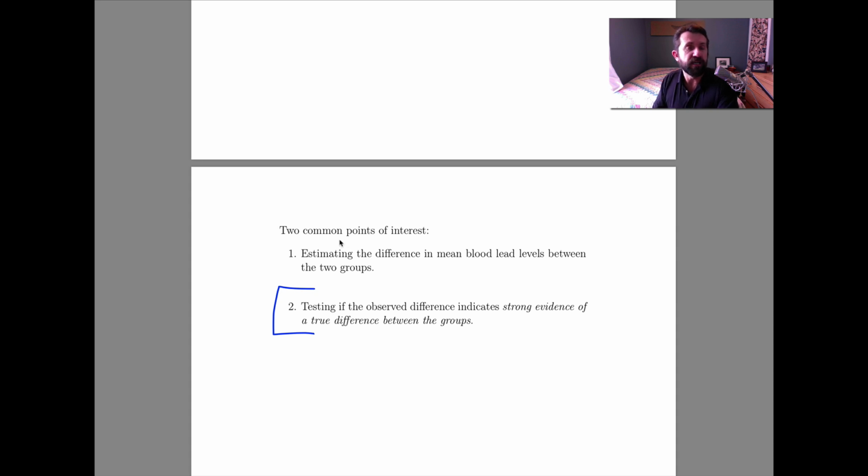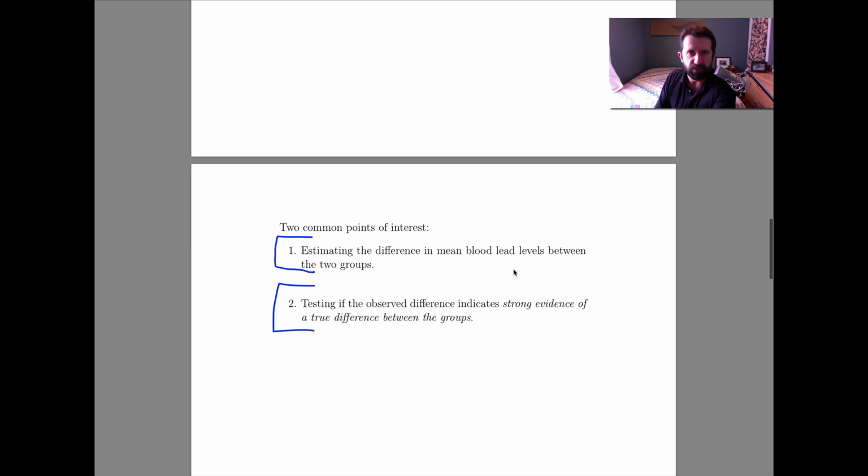And there's another part of statistical inference which involves estimating things like this. So estimating the real difference in mean blood lead levels between the two groups. So what is the difference in the true means of those two groups? And how can we go about estimating that? And what can we say precisely? And there's some difficulties there. We're going to learn all about that sort of thing.